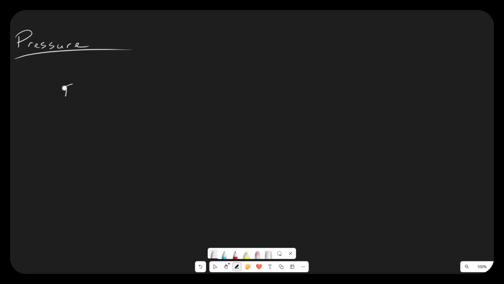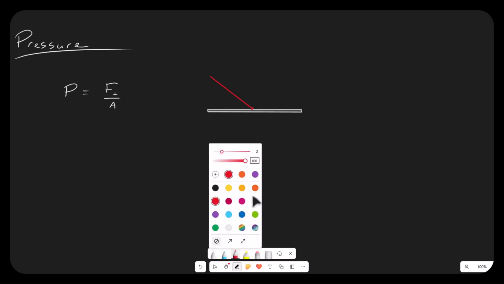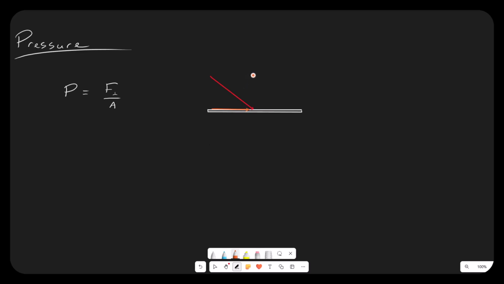So first, a pressure is a perpendicular force divided by an area. What I mean by that, if I've got a board like this, and I put a force on that, if I have a force this way, I can break that force into two components, right? I can say I have a component of that force that points along my board, and I have a component of that force that points straight into my board. This one I'm going to say is my parallel force. This one I'm going to say is my perpendicular force.